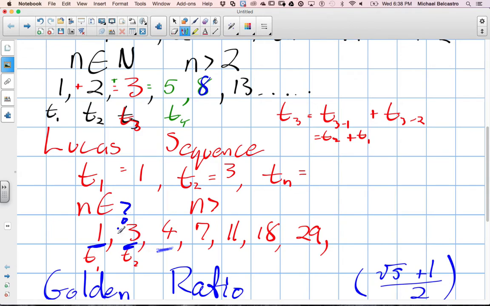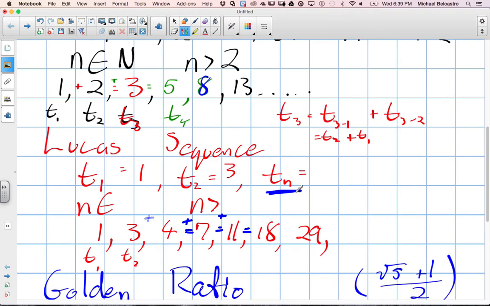They added them. Yeah, let's try. Let's see if this concept works. So 1 plus 3 would give you 4. Okay. So now that we have 4, 3 plus 4 would give us 7. 4 plus 7 gives us 11. Okay, so it works out perfectly. So that's exactly what it is.